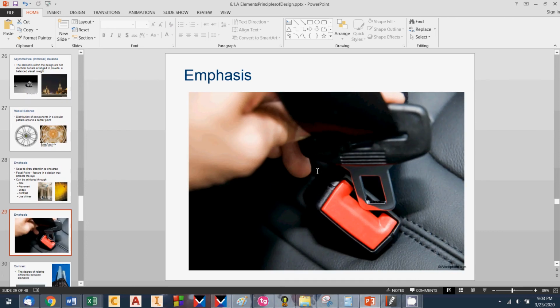Here you see color as a point of emphasis. The red in the plastic around the seatbelt retaining clip is different and stands out from all the other colors in the area around it. So it's easier to find. This is a point where you'd use emphasis for a practical purpose to help you locate something.